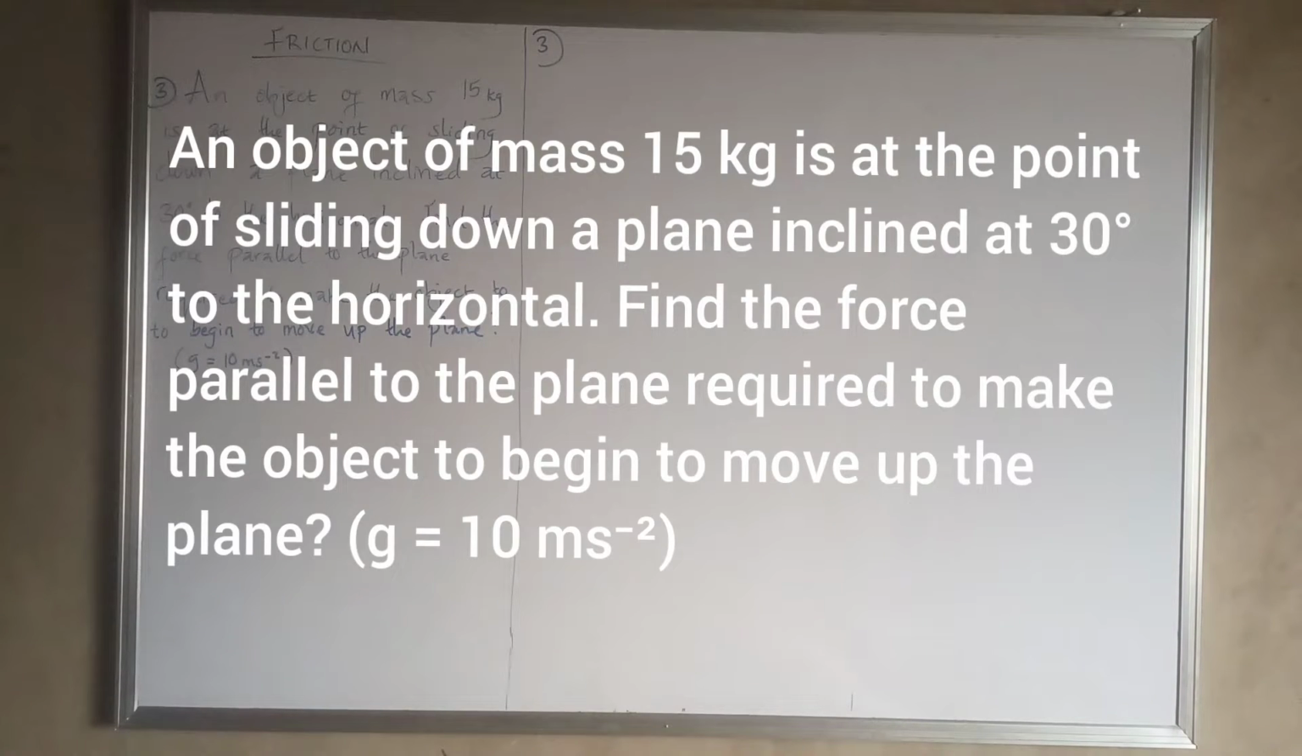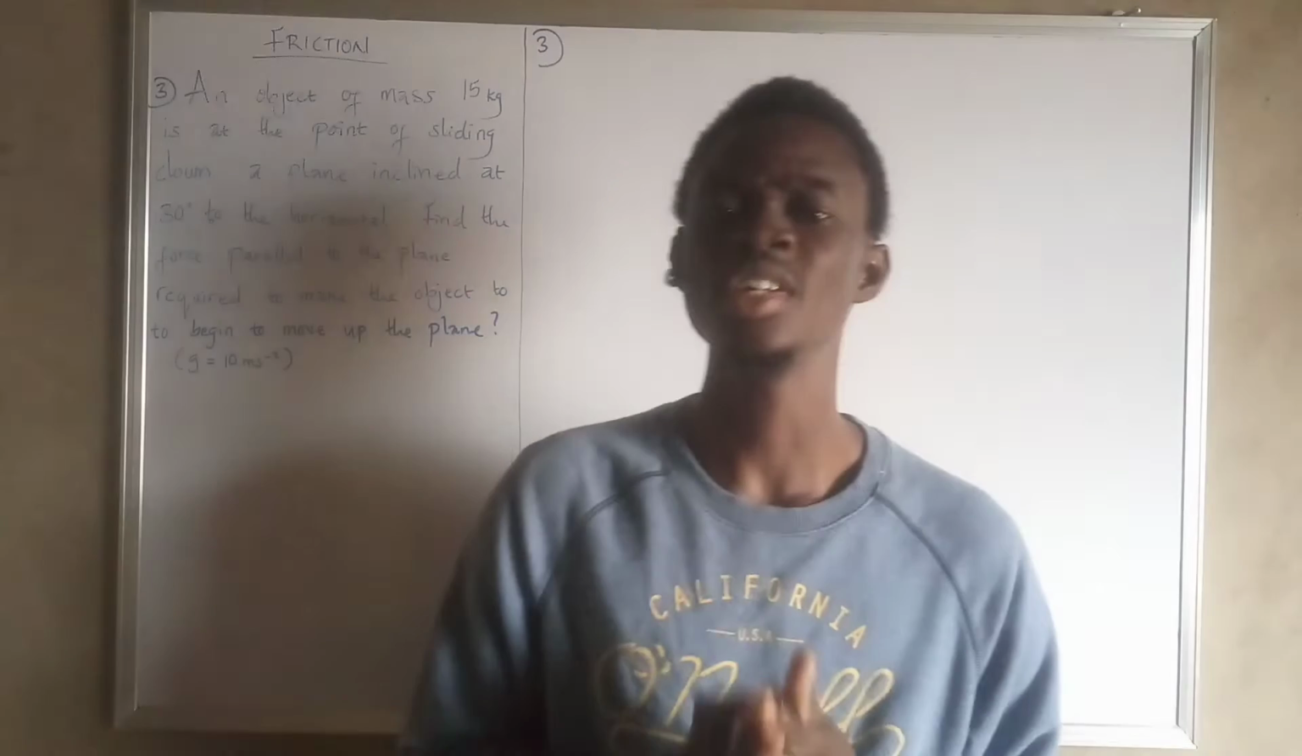The third question says, an object of mass 15 kilograms is at the point of sliding down a plane inclined at 30 degrees to the horizontal. Find the force parallel to the plane required to make the object begin to move off the plane, given that gravity is equal to 10 meters per second squared. The first thing we have to do is to list out all the values given in the question.